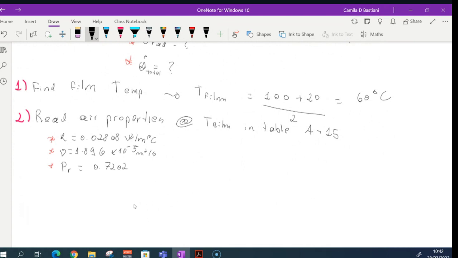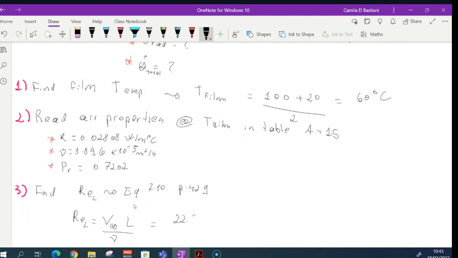Let me know if I'm going too fast or if you can't see or understand something. My third step, I'm going to find a Reynolds number. I'm talking here about a flat plate, so my Reynolds number as a function of a length, that's equation 7.10, page 429. So my Reynolds number as a function of a length is equal to my velocity of the air multiplied by the length divided by my kinematic viscosity.